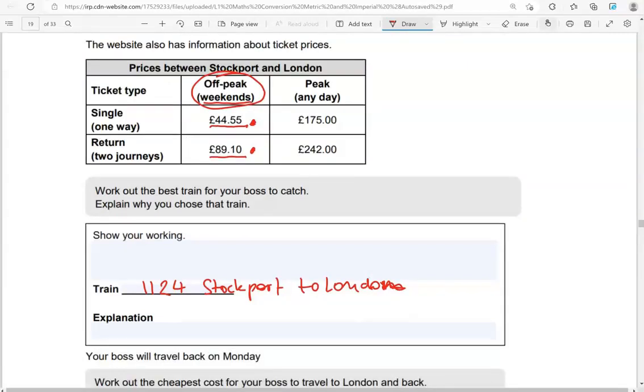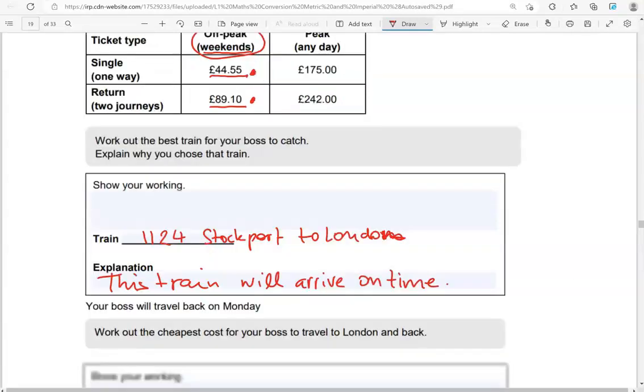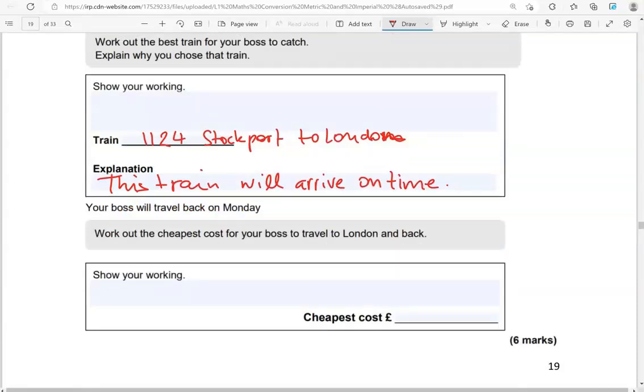Explanation: this train will arrive on time. Your bus will travel back on Monday. Work out the cheapest cost for your bus to travel to London and back.